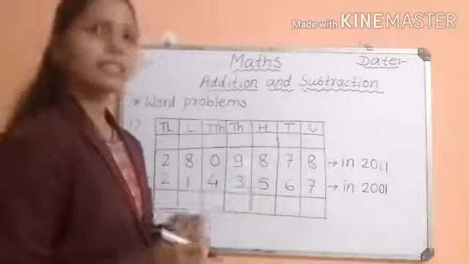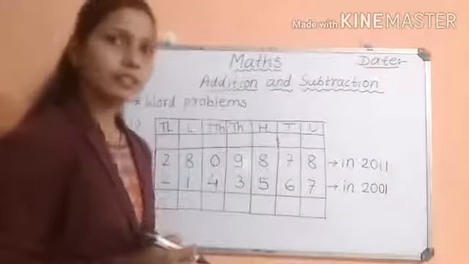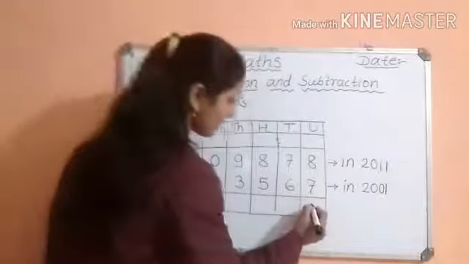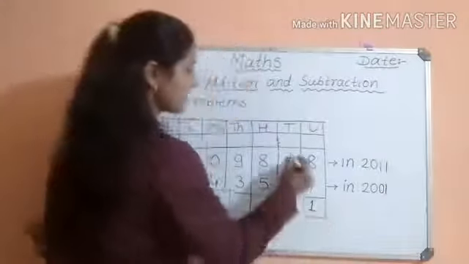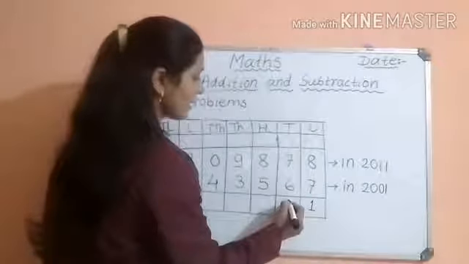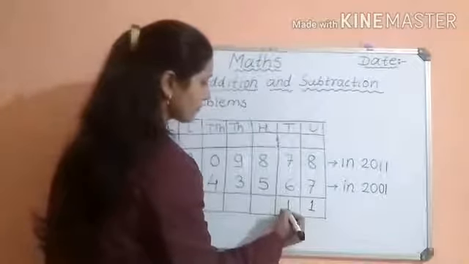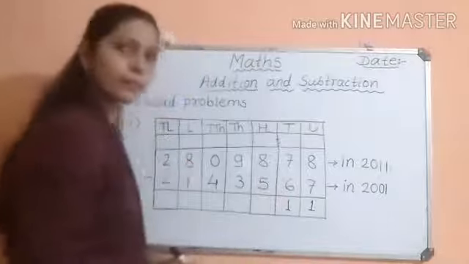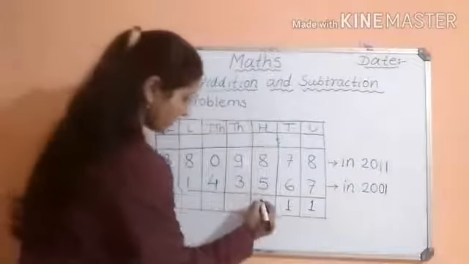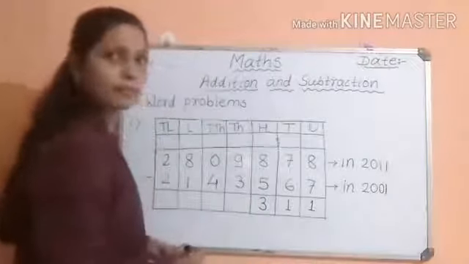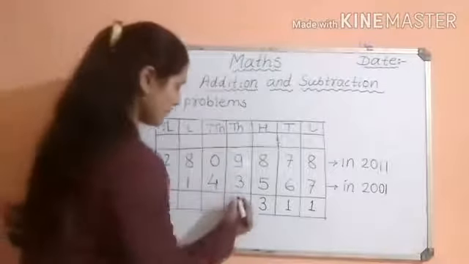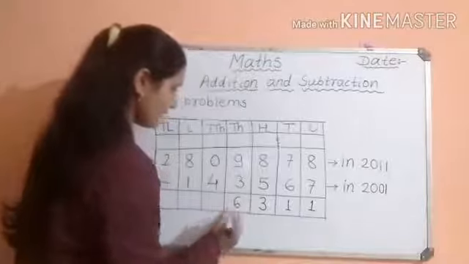See, 8 minus 7, correct, here 8 minus 7 is 1, 7 minus 6, again 1, 8 minus 5, correct, 3, 9 minus 3, correct, 9 minus 3, 6 is there.